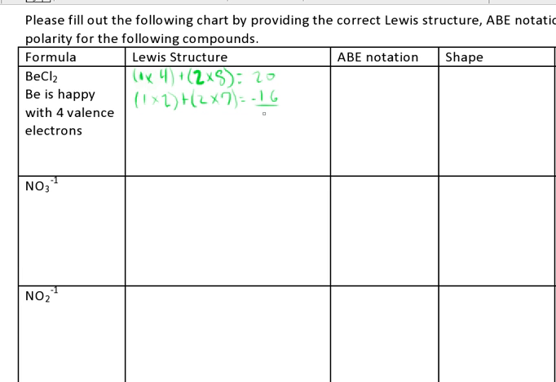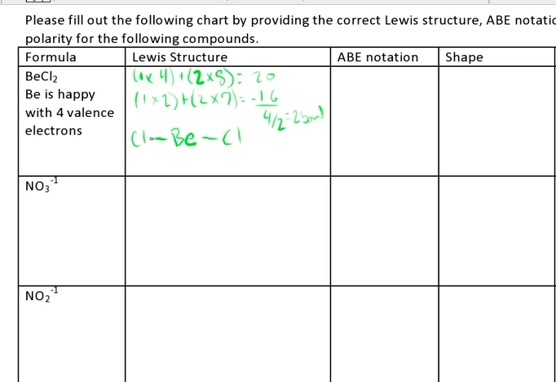Now we do a little subtraction here. 20 minus 16 is going to give us 4. 4 electrons need to be shared. Divide that by 2. That'll tell us how many bonds we need. So 2 bonds. So we're going to put beryllium in the middle. Usually the elements that are further to the upper left on the periodic table are in the middle. And we're going to put a chlorine on either side. And we're going to connect them with single bonds.